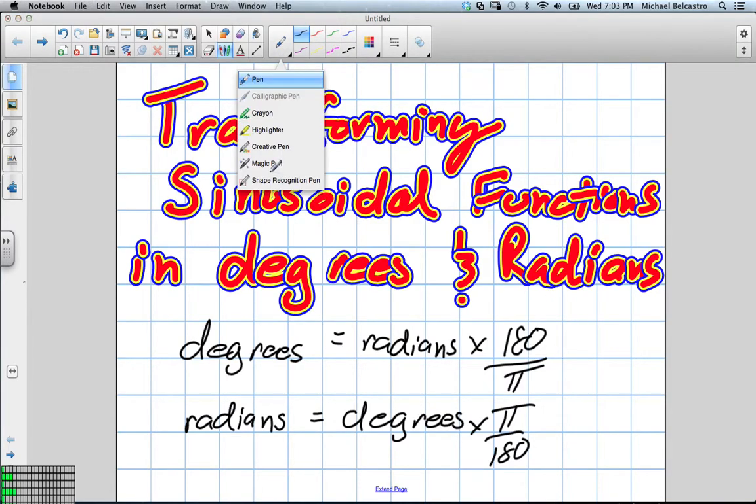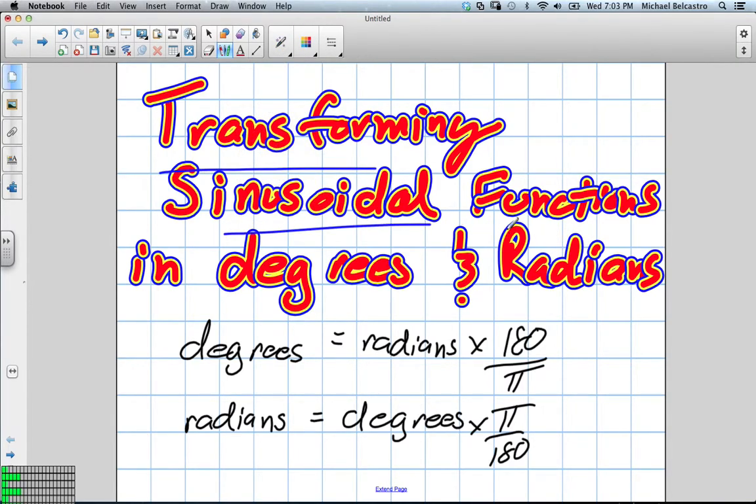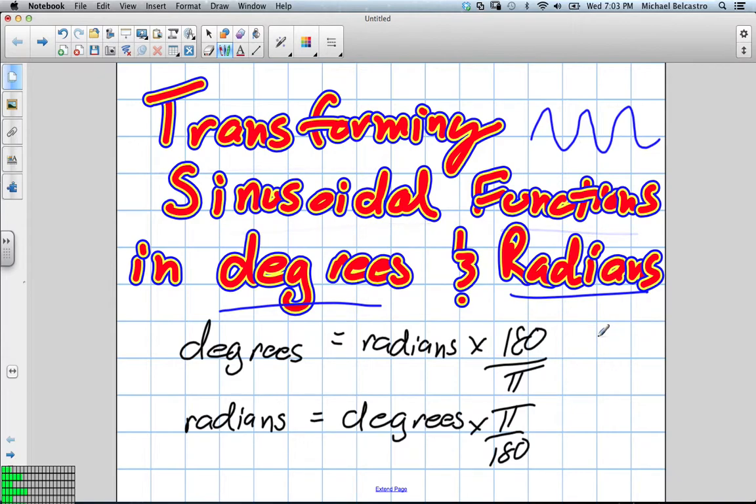Okay, so we're going to go over transforming sinusoidal functions. Those are functions that repeat a pattern and they are waves, okay? And we're going to do it in both degrees and radians. So you may have seen it in degrees before, and if not, that's fine. We'll go through both.